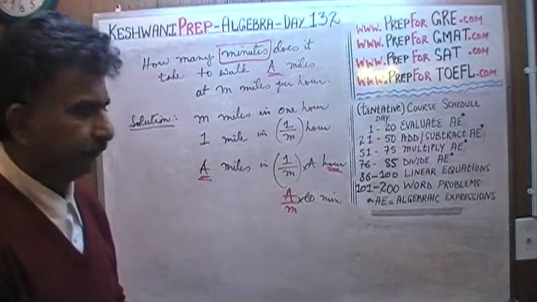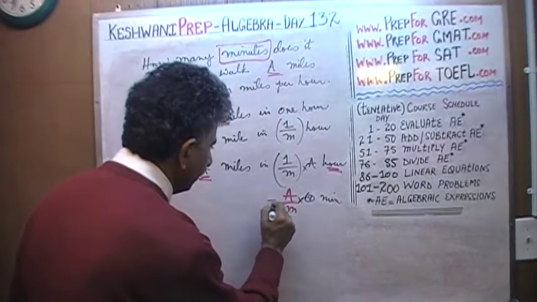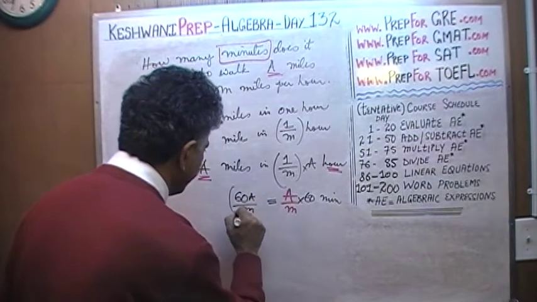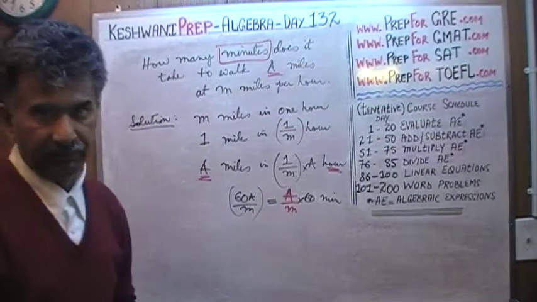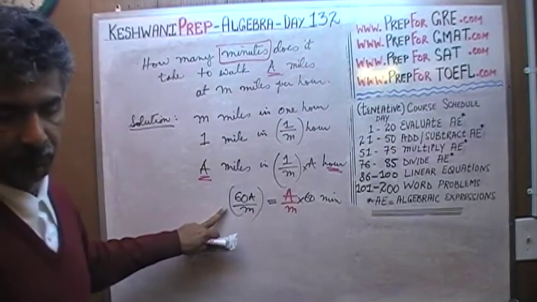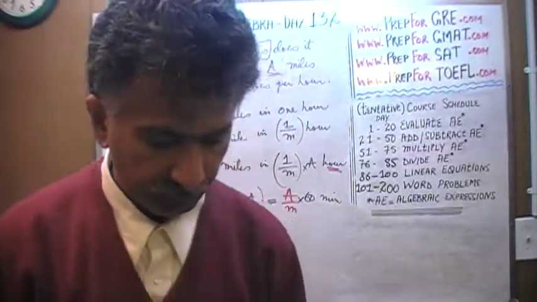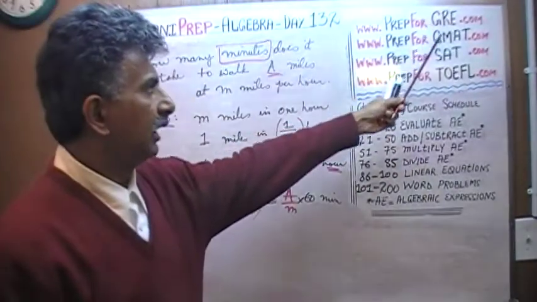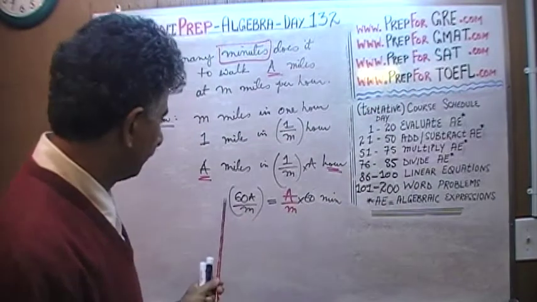A over m times 60, which of course we have to write as 60 a over m. There we go. That's our final answer. This is how the answer choices will appear in the exam if we were sitting there right now taking any of this exam, the GRE, the GMAT or the SAT.